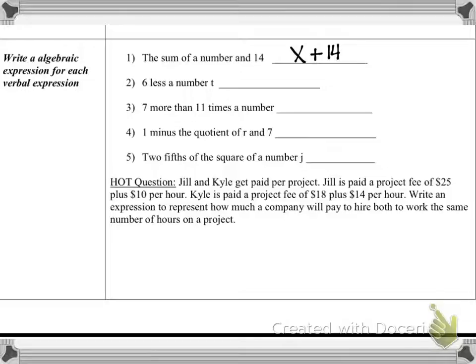6 less than a number t. Remember, we're going to switch them, 6 less than t. So here it tells us what variable to use. So I'm going to say t minus 6.